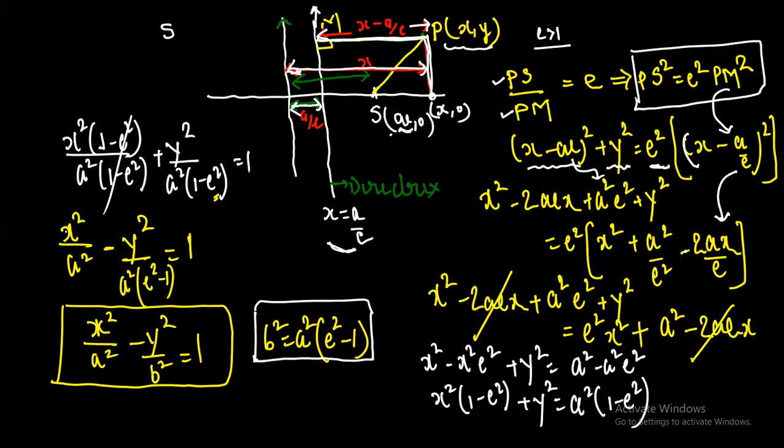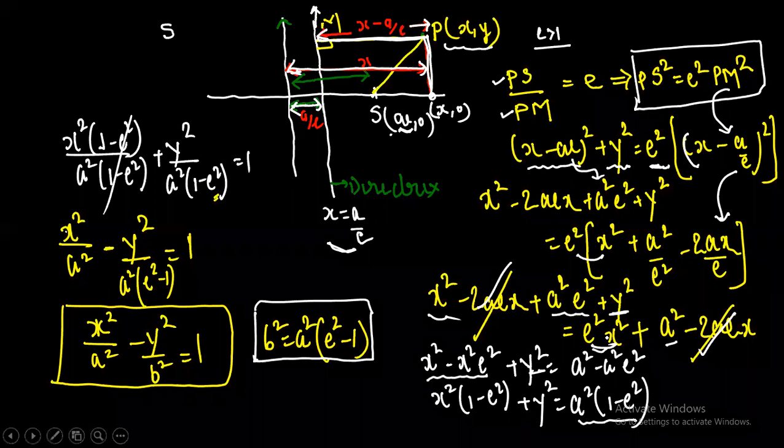e square, multiply it, open the bracket, e square x square, e square cancel, a square minus twice ax, this and this get cancelled, x square, and bring this e square x square to the left side, x square minus x square e square plus y square, a square e square to the right of the equal to a square minus a square e square. A square taken common, it becomes 1 minus e square. Divide with a square into 1 minus e square.